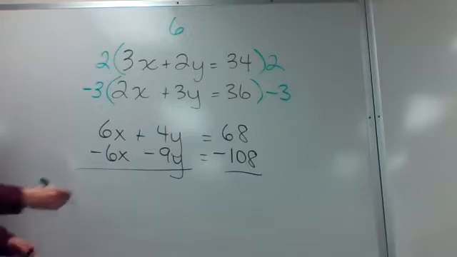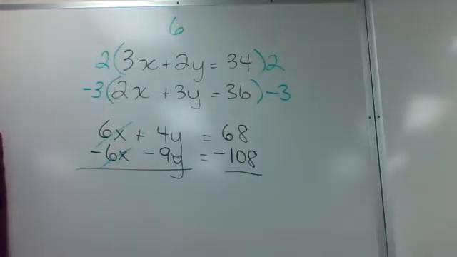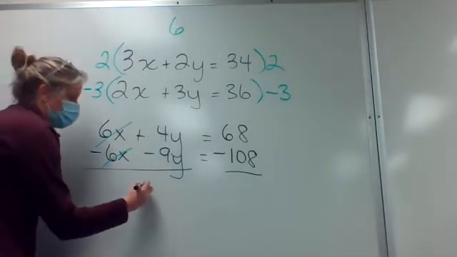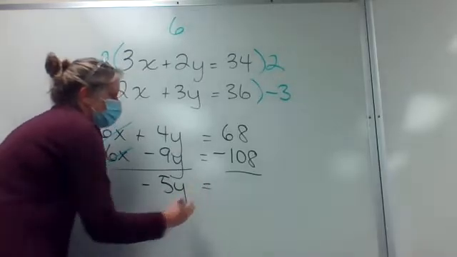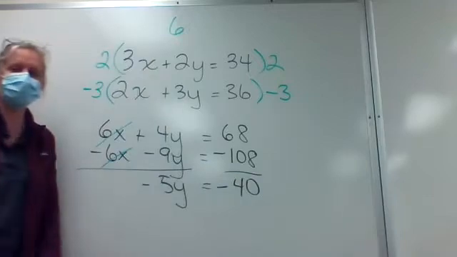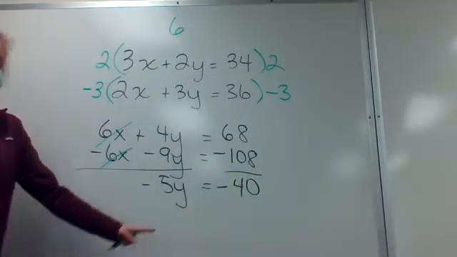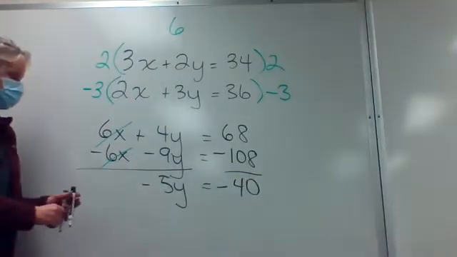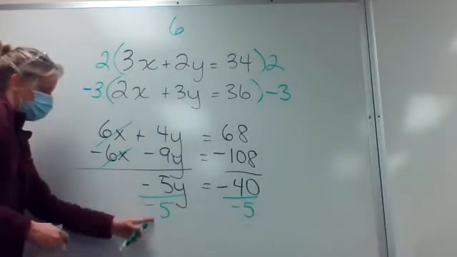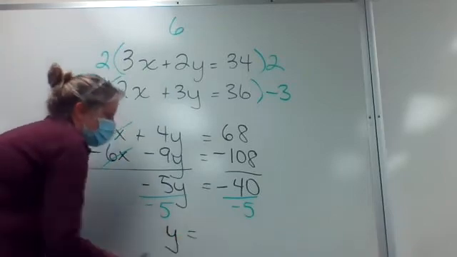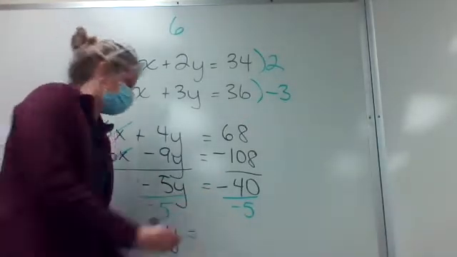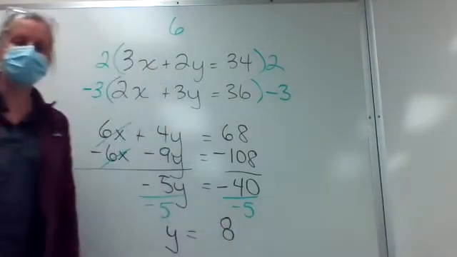Now I can add the two equations together because my x's will eliminate. I have a positive 4y and a negative 9y, which gives me negative 5y equals 68 minus 108, which is negative 40. Now I can solve for y by dividing both sides by negative 5. My negative 5's cancel, there's my y by itself, equals negative 40 divided by negative 5, which gives me positive 8.